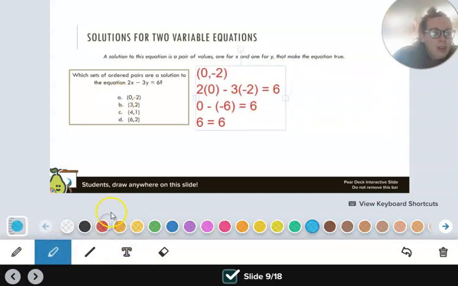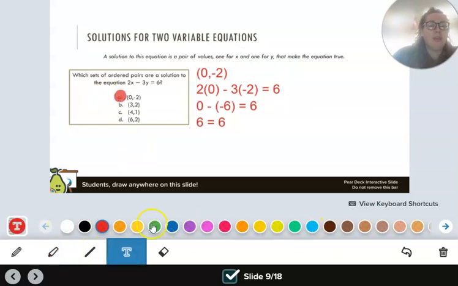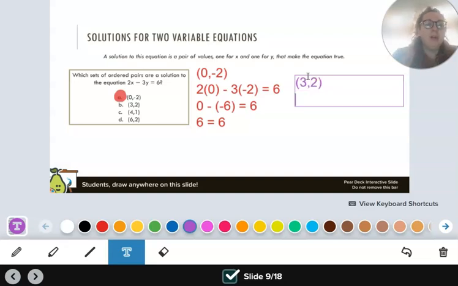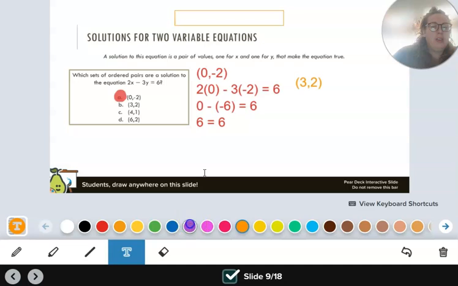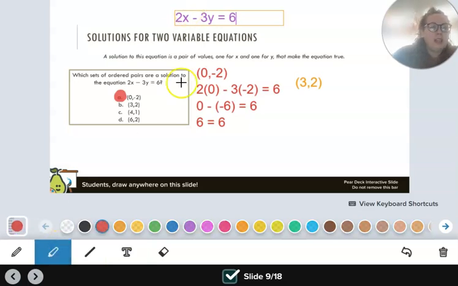So I'm going to highlight A for us, and let me show you what it would look like if it was not true. Let's look at B, assuming there's just one answer here, which is 3 comma 2. So our x is 3 and our y is 2. So again, notice the equation that we have up at the top, which is 2x minus 3y equals 6. So we're plugging in a number for x and for y.